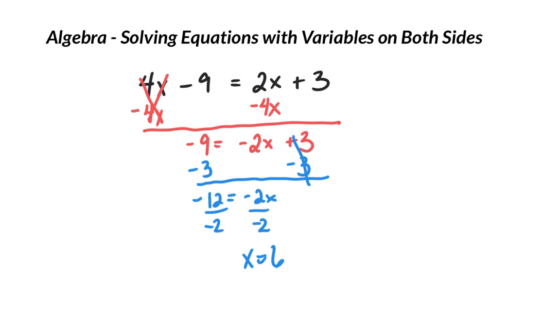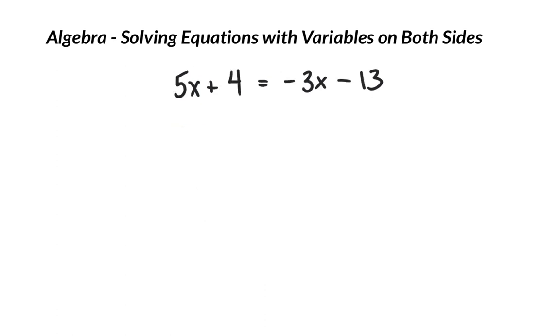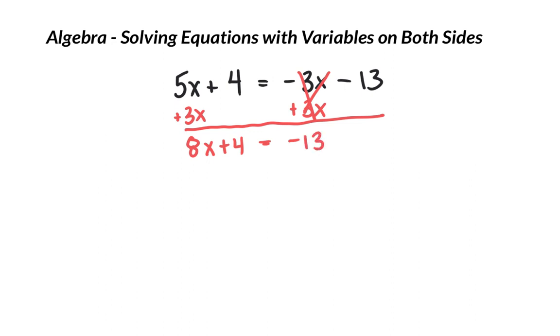Let's do another one. In this example, I wanted to have to deal with some negative numbers. And no big deal. I'm going to move the x's over to the left side. So I have a negative 3x. To get rid of it, I'm going to add 3x because negative 3x plus 3x is 0. We're always just trying to get it to be 0. Do the same thing over here. This is gone. So I have 8x. I still have a positive 4. And over here, I have a negative 13.